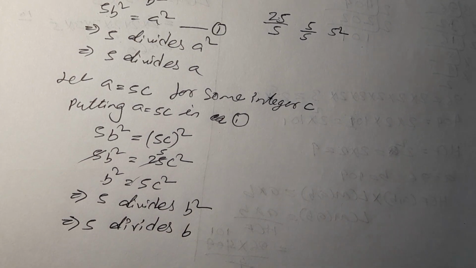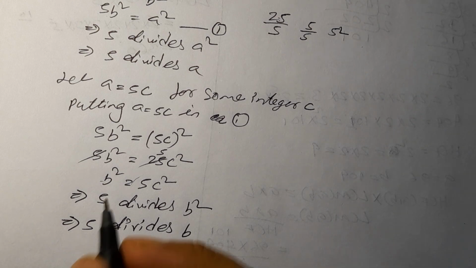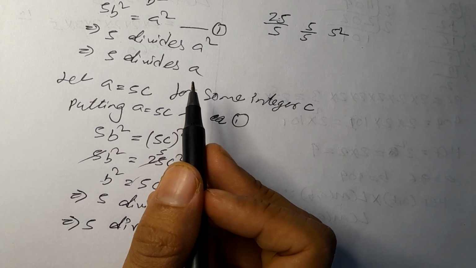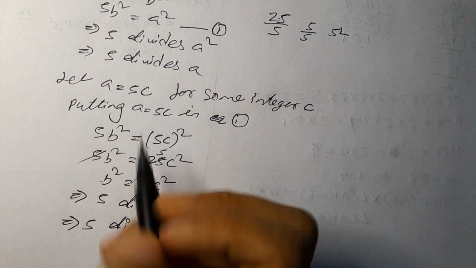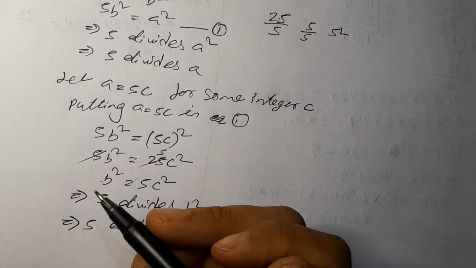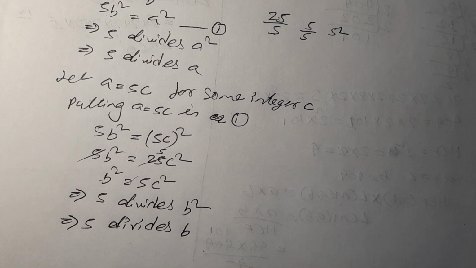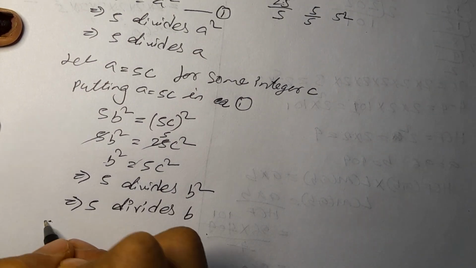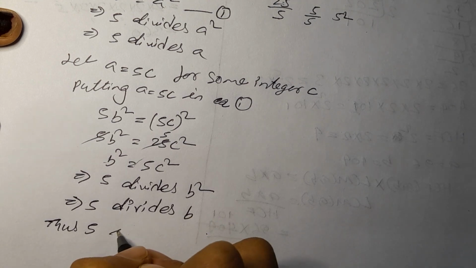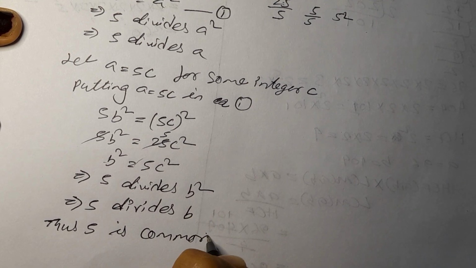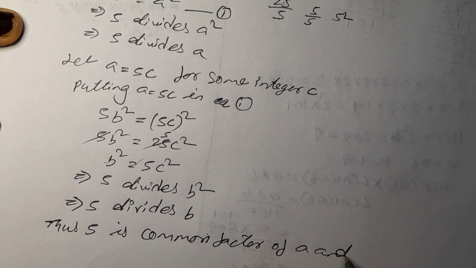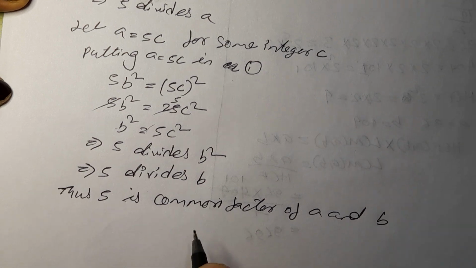We have taken that only 1 is the common factor of a and b. Only 1 divides a and b, but we got 5 divides b and 5 divides a. So this is not correct. We have considered that only 1 divides, but we got 5 divides both a and b. So this is a contradiction. Therefore this is not a rational number, it is an irrational number. Thus 5 is a common factor of a and b, which is a contradiction.